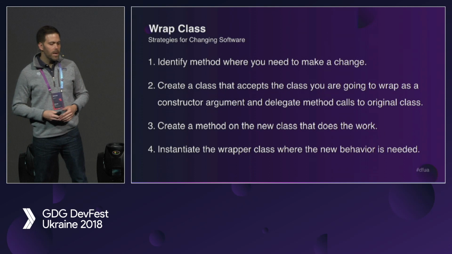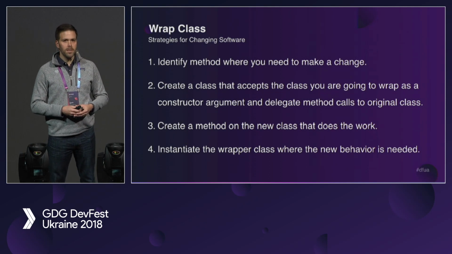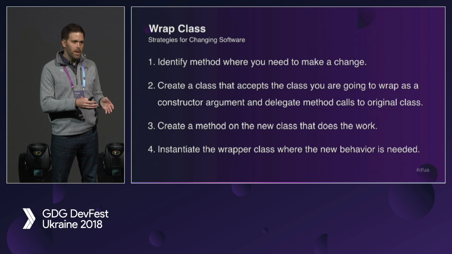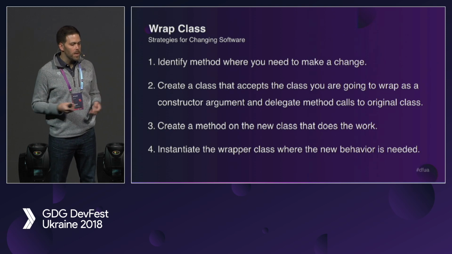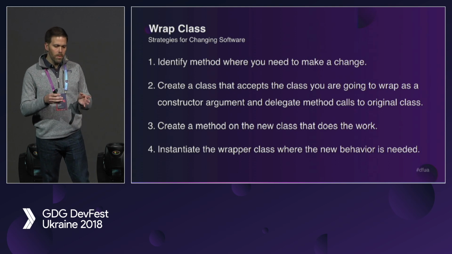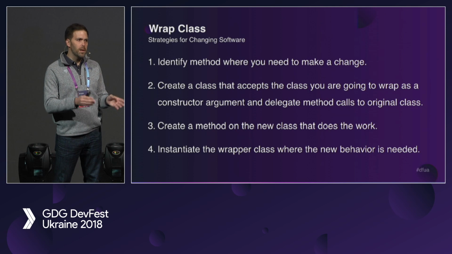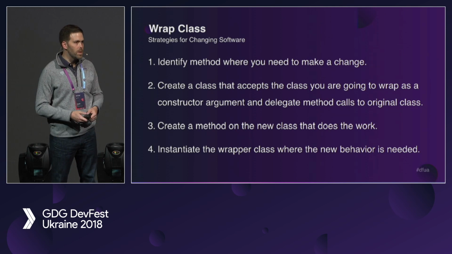So when you're wrapping a class, you want to identify the method where you need to make a change, and build a class that accepts the old class in the constructor. Oftentimes, the easiest way to do this is by extracting out an interface. And then when you implement that same method on the new class, that's where you add the new behavior, and then you delegate to the old class for the original behavior.